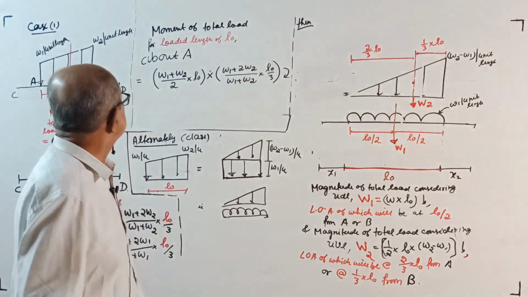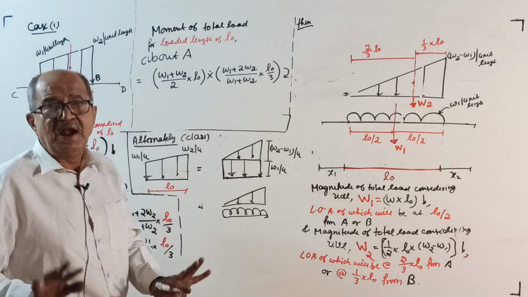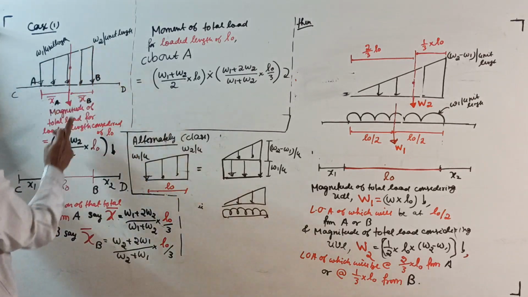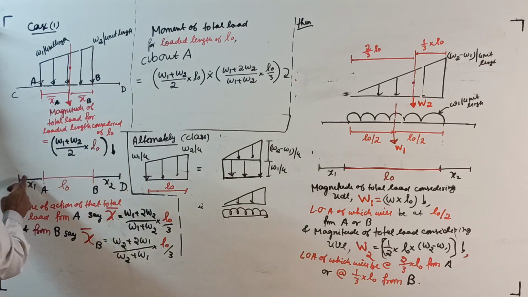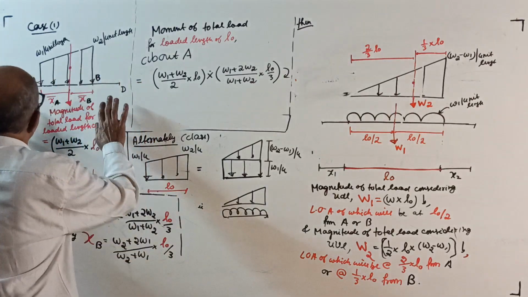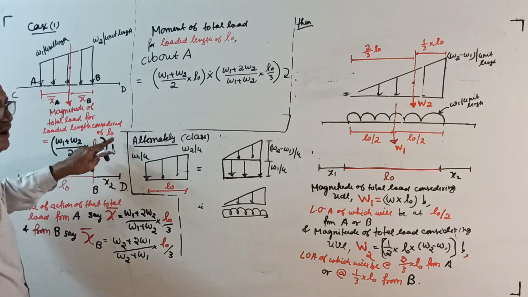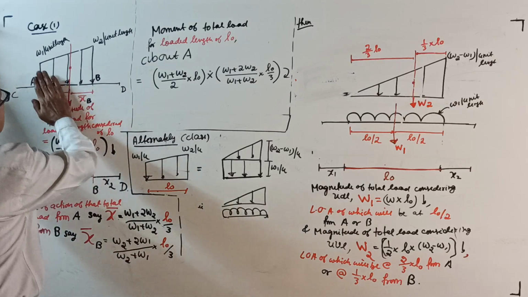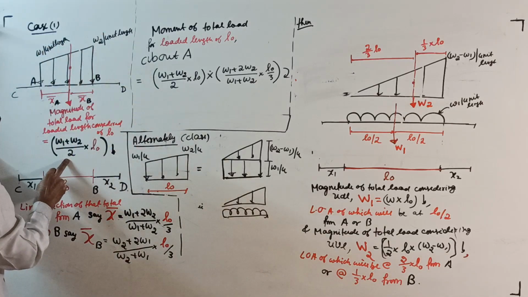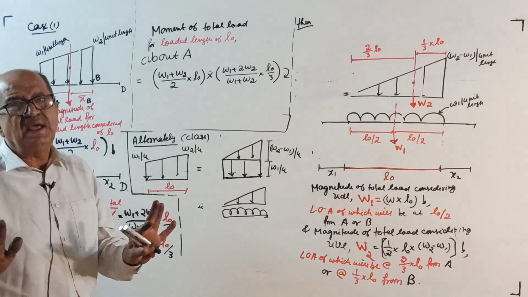See, start. Case 1, right here. Case 1 in the general form. I already told W1 here, W2 here, loaded length L0, X1, X2. Okay, now I won't waste time. Magnitude of total load for entire loaded length of L0 equal to area of the trapezium, W1 plus W2 by 2 into L0 down. Next time onwards I won't waste time.